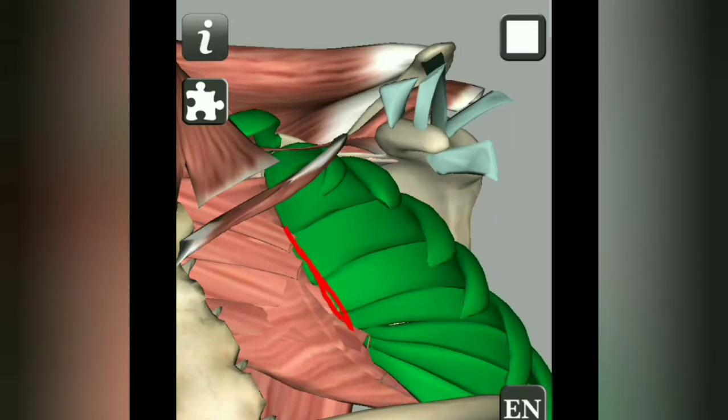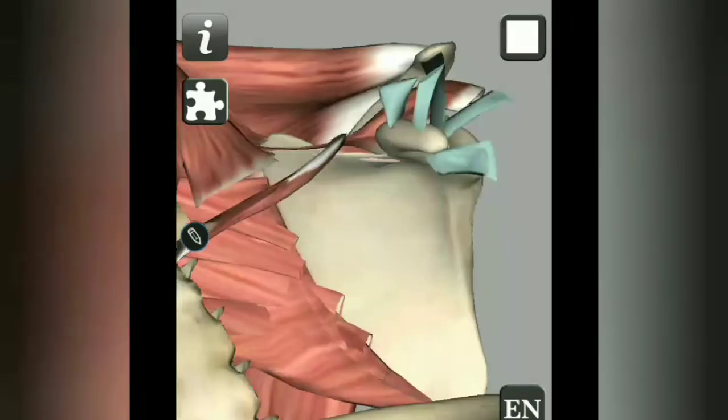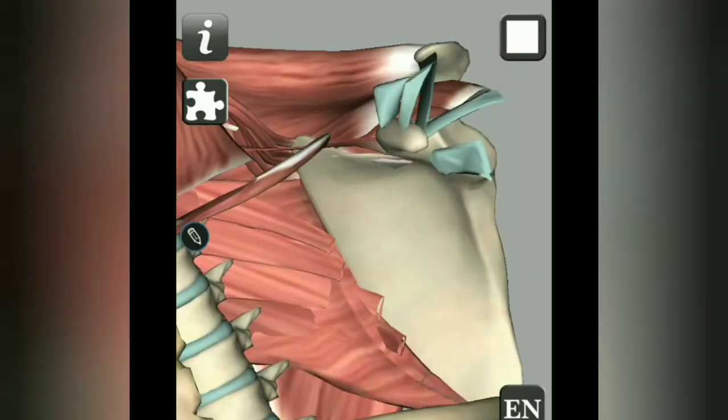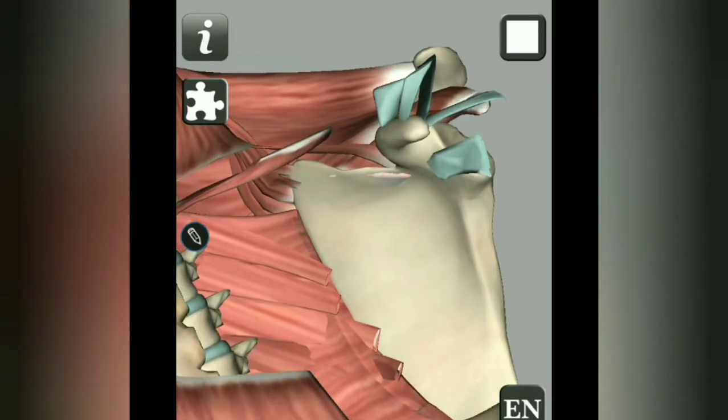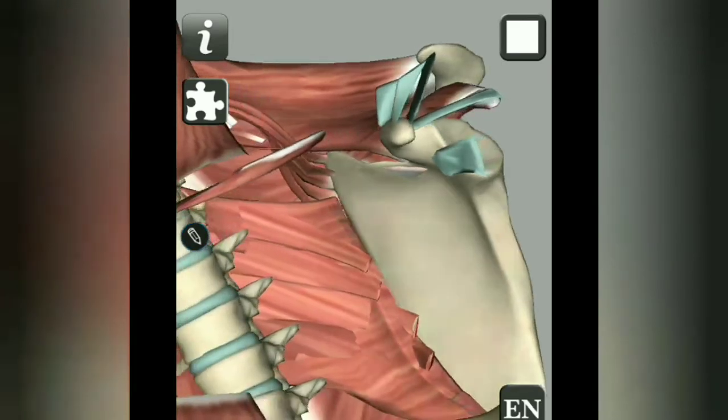See, it is inserting here. This one is the medial border. When I draw this scapula, this one is the medial border of the scapula. Let me remove this muscle. Now you can easily understand where the muscle was attached. So let me remove this muscle.